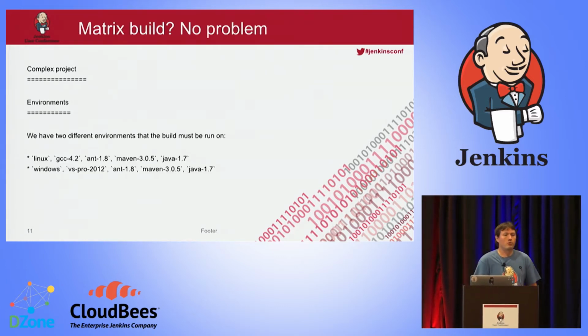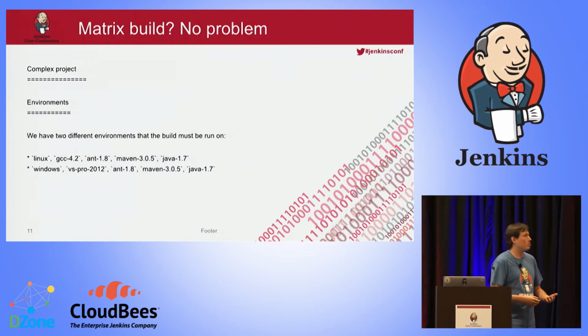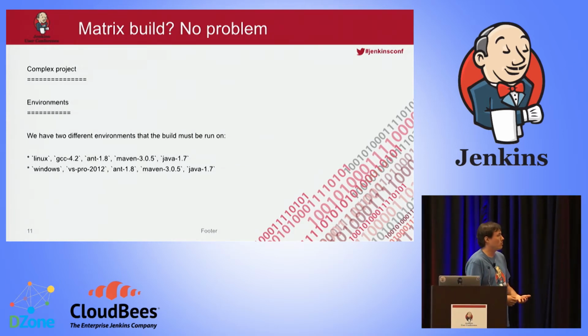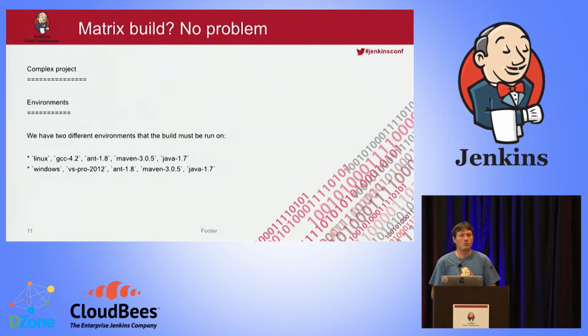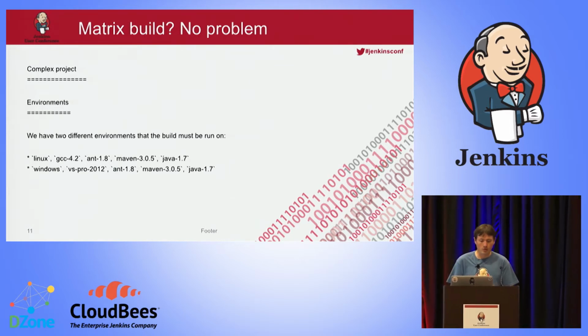There is some kind of support for matrix projects. So we can use several environments. This is an example with two of them. On Linux, we're using GCC, Java 1.7, Ant 1.8. And on Windows, it's almost the same, except we are depending on Visual Studio.